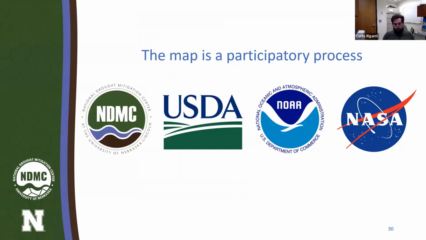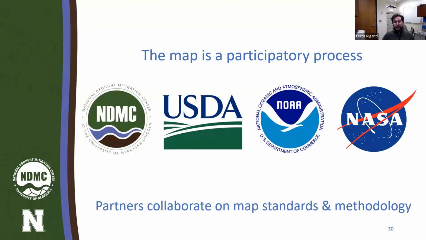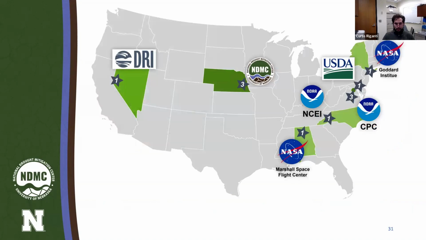And the map is a participatory process between us here at the National Drought Mitigation Center, the USDA, NOAA, and now NASA as well. So we have standard procedures that we collaborate on between these different partners. So we're all using the same methods to make the map. We have calls pretty regularly where we discuss the methodology and any issues that are coming up, to make sure that as authors, we're all on the same page for how we do the analysis.